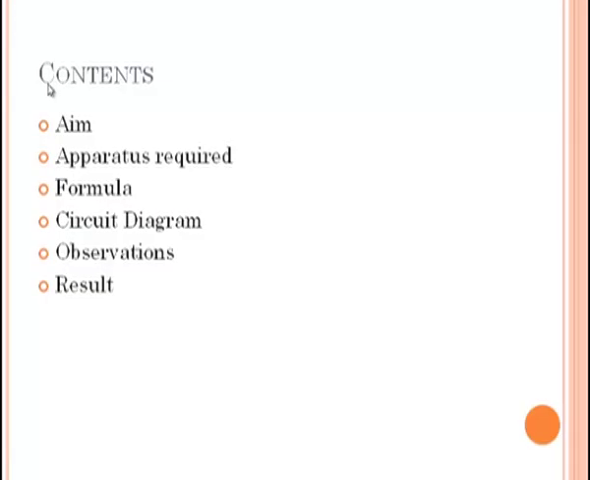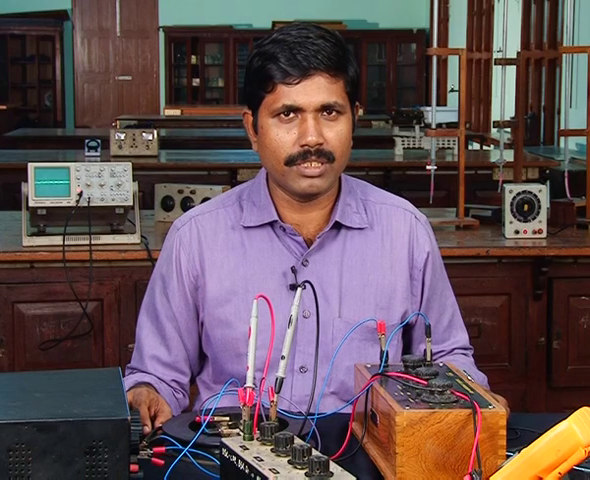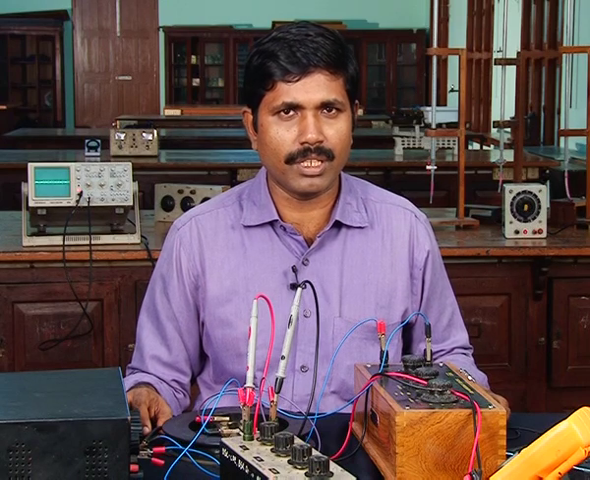My order of the lecture will be as follows. Aim of this experiment, apparatus required to do this experiment, formula used to calculate the parameters involved in LCR series resonance circuit, then circuit diagram to connect the LCR series resonance circuit, observations made in the experiment, then calculations based on the observations and result. These are the things we are going to see in this lecture.